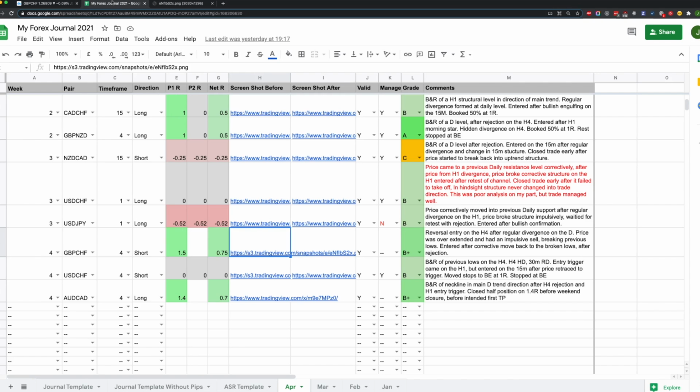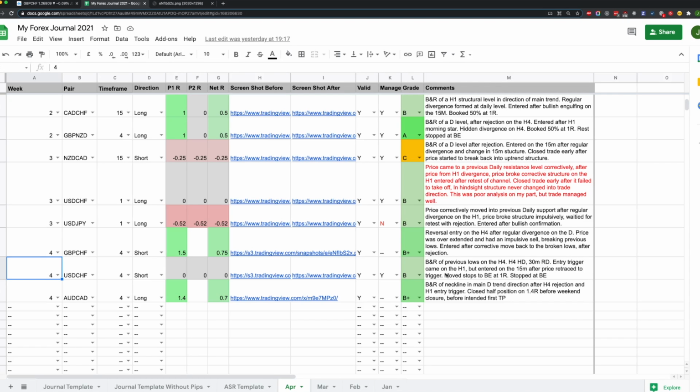The second trade for me this week was on USDCHF. It was taken on the 4-hour time frame. It was a short position. All right, it was a typical break and retest of previous lows on the H4 time frame. There's H4 hidden divergence, 30-minute regular divergence.